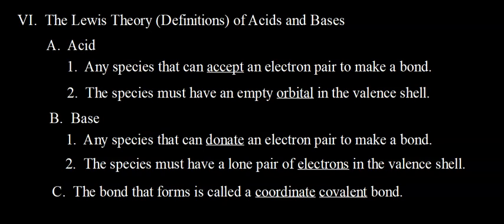Conversely, a base is any substance that can donate an electron pair to make a bond. And again, we're talking about covalent bonds here. In order for a substance to be able to donate a pair of electrons, it must have a lone pair of electrons in its valence shell that it can donate and use to make a covalent bond. This type of bond where one atom gives both electrons is known as a coordinate covalent bond, sometimes known as a dative bond.